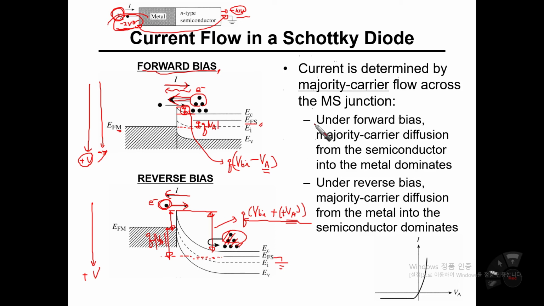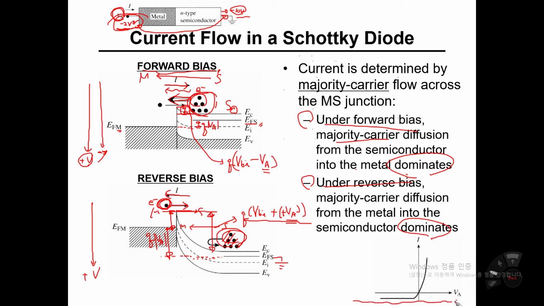On the first bullet, under forward bias, majority carrier diffusion from semiconductor into metal dominates. Because this is an n-type semiconductor, the electrons, which are the majority carriers, will diffuse from the semiconductor to the metal side. What about reverse bias? Under reverse bias, majority carrier diffusion from semiconductor to metal is negligible. However, the majority carrier flow from metal to semiconductor is more dominant.